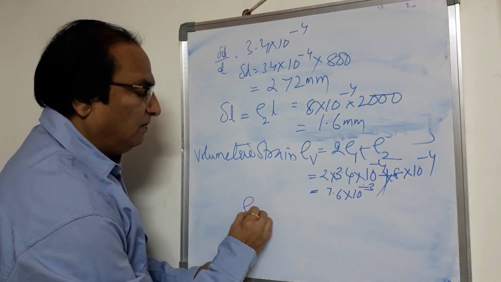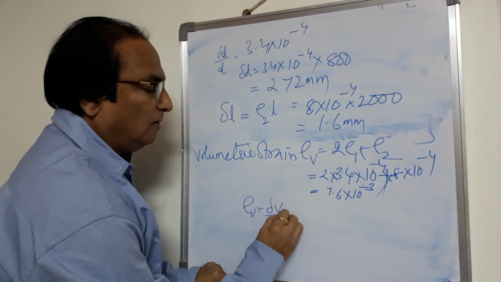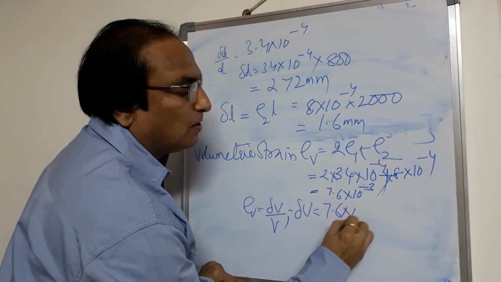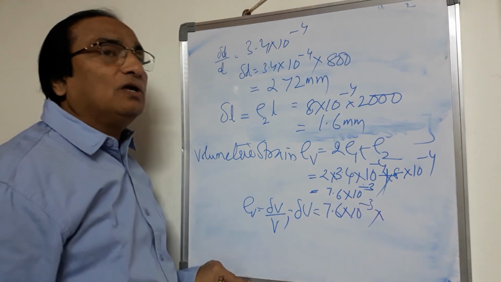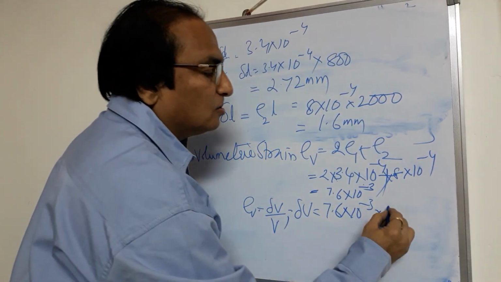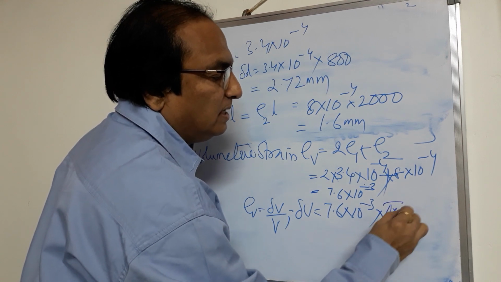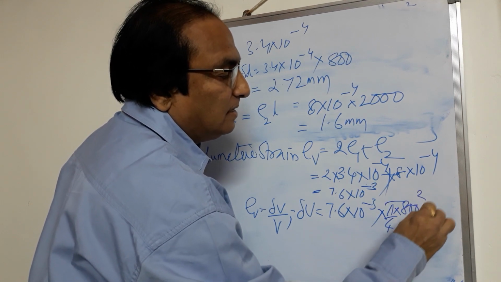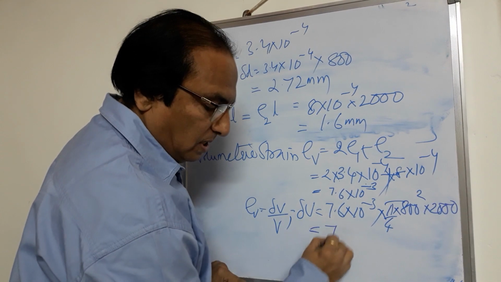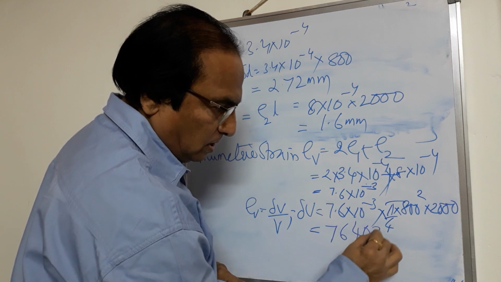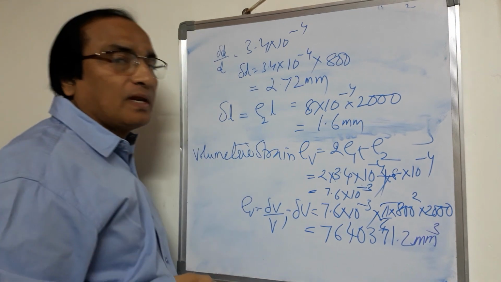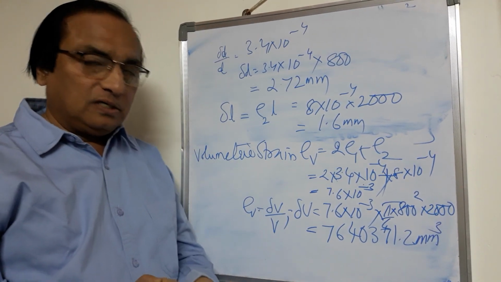So we know EV is equal to change in volume by original volume. So delta V will be equal to 7.6 into 10 to the power of minus 3 into the original volume. It is a cylinder, so the volume is pi d squared by 4 into the length. So this will be equal to pi into 800 squared by 4 into 2000 mm. So this change in the volume will be equal to 7640371.2 mm cube. This is the value that you will have to find out.